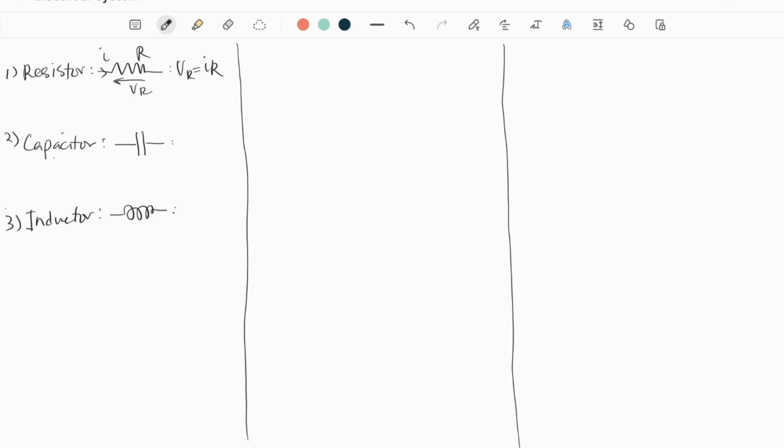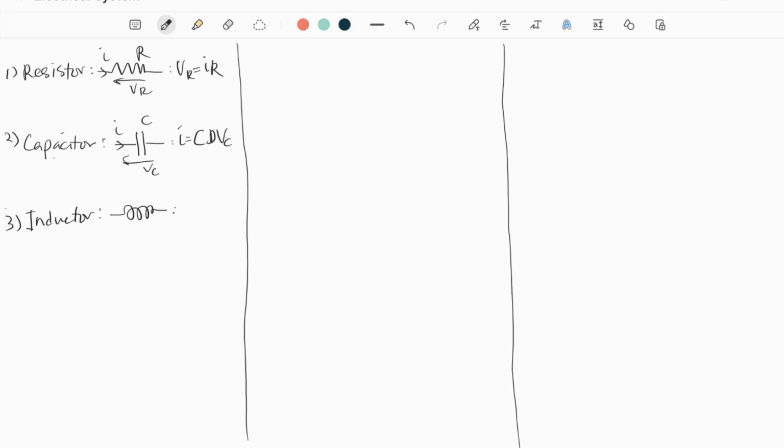The second one is the capacitor. This is the schematic, a double vertical line. It has the coefficient of capacitance C, the current passing through the capacitor, and the voltage across the capacitor, which we label as VC. So the governing equation: the current passing through the capacitor is equal to the capacitance times the derivative of the voltage across the capacitor, I = C dVC/dt.